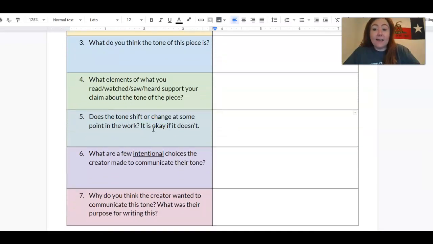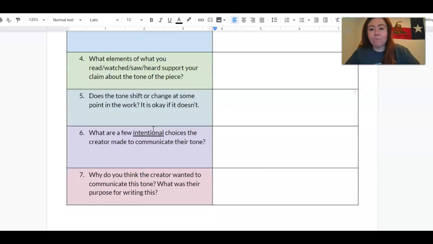Number five says, does the tone shift or change at some point in the work? It's okay if it doesn't, but does the tone go from positive to negative at the end? Or does the tone start out very negative and end up on a positive note? Is there a shift between positive tones? Is there a shift between negative tones? It's okay if there is not a tone shift in the poem or the music video, but just see if you can identify that shift if it is present in your poem and or music video.